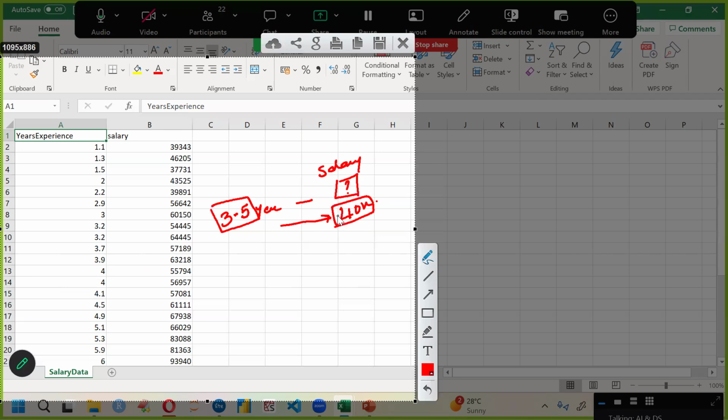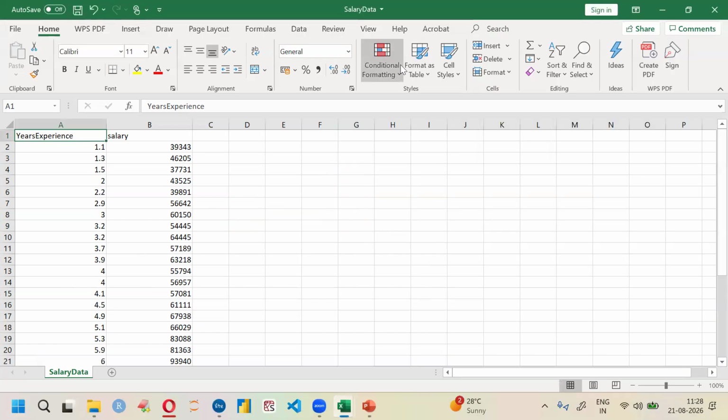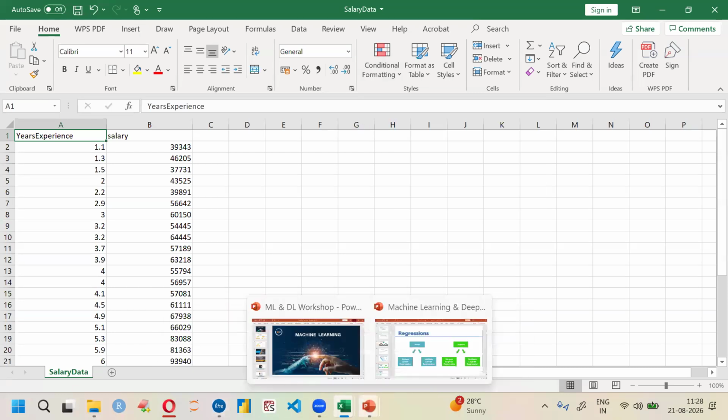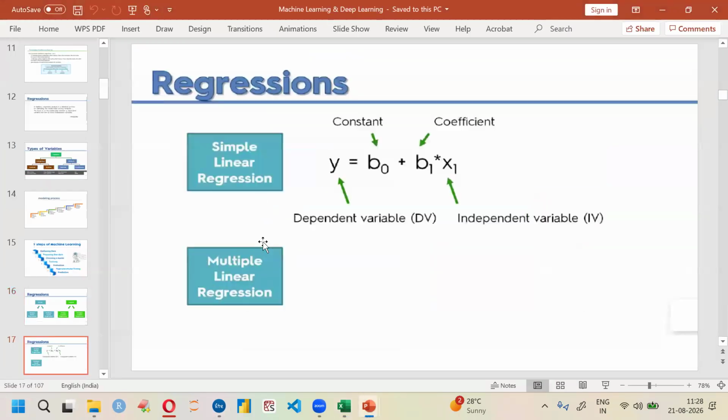We justify that using a mathematical concept. All the machine learning models are based upon mathematical concepts, so even linear regression has a certain mathematical concept inside it. So now let us try to understand what the mathematics is for this linear regression. How can we say that a person with 3.5 years of experience is going to get a salary of 40K? For that, let us go to the whiteboard. Let me go here.